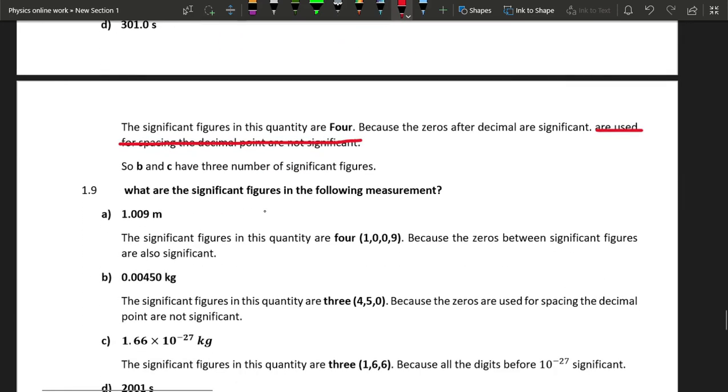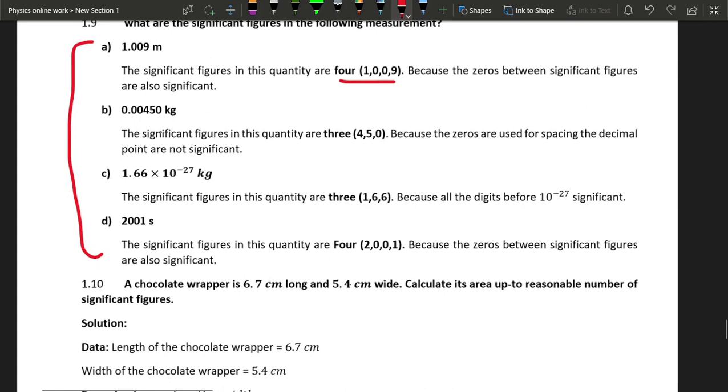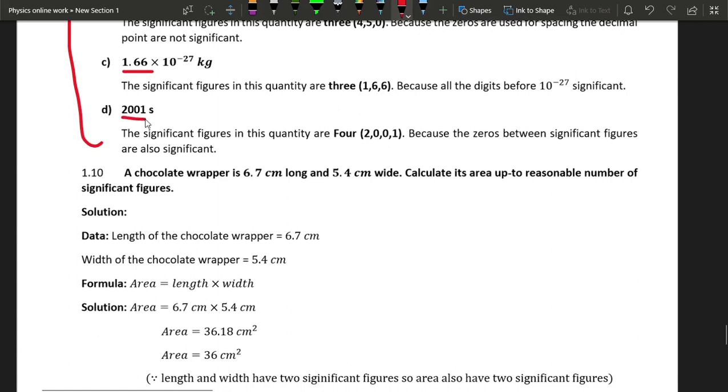Now, what are the significant figures in the following measurements? The same rules can be applied for finding the significant figures. We come to know that 1.009, as these two zeros are between two significant numbers, has 4 significant figures. Similarly, this has 3 significant figures, because these zeros are used for spacing. They are not significant, but 4, 5 and 0 are significant. Similarly, this quantity also has 3 significant figures, and this quantity has 4 significant figures, because zeros between the significant figures are also significant.